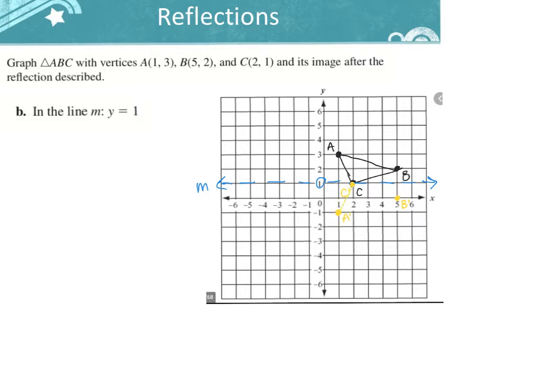So our new triangle looks like this. Oops. There we go. Just like that. Okay? It is completely reflected over our line M.